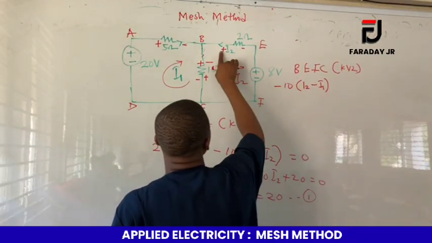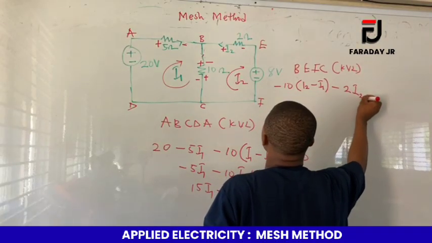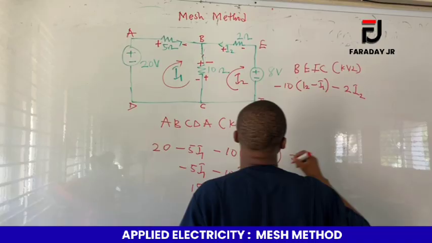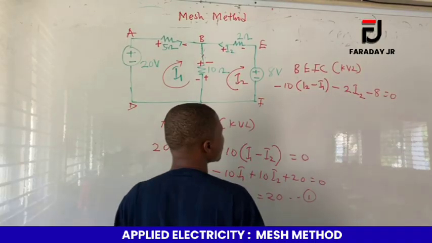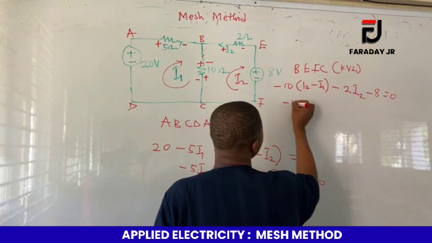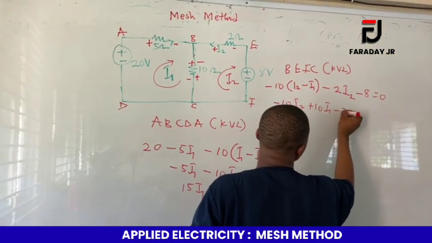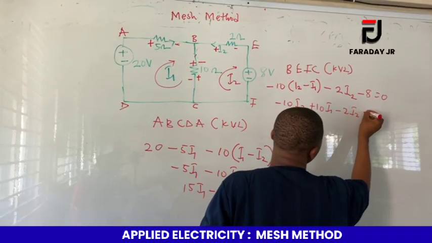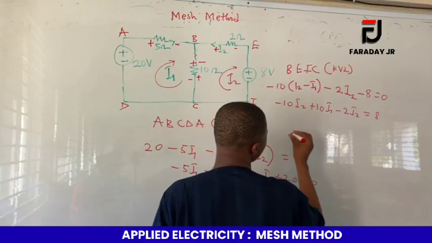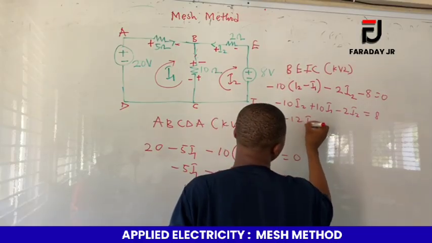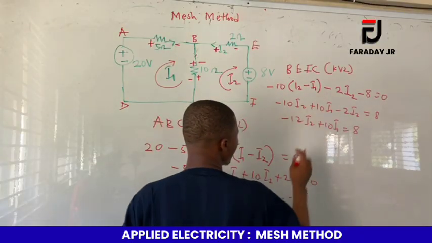So from positive to negative, that will give us minus 2I2. And then from positive to negative will give us minus 8, and this will be equal to 0. So in this case, we have negative 10I2 plus 10I1 minus 2I2 is equal to 8. So we can add them. Let's do that. We get minus 12I2 plus 10I1, and this will be equal to 8.